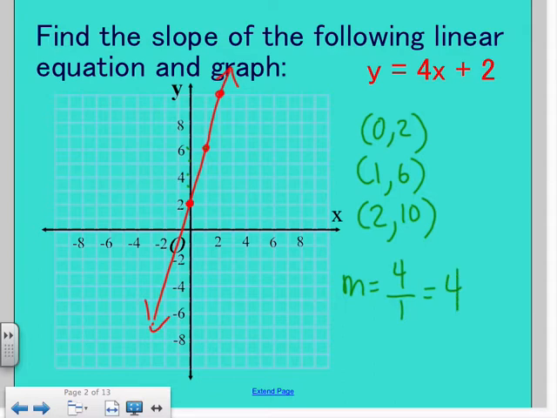Now, look closely at this equation. Do we notice that number anywhere else? Hopefully you said right there, the coefficient of x. That is not a coincidence. That will always be the slope. The coefficient of x is always the slope. Okay, that's going to be super helpful for us. And so let's talk about that.